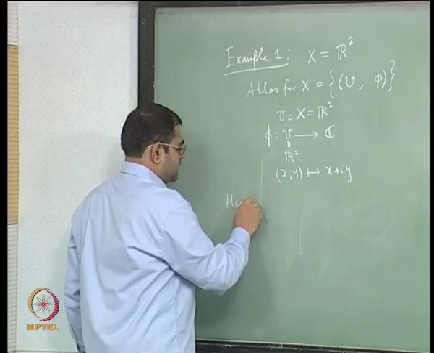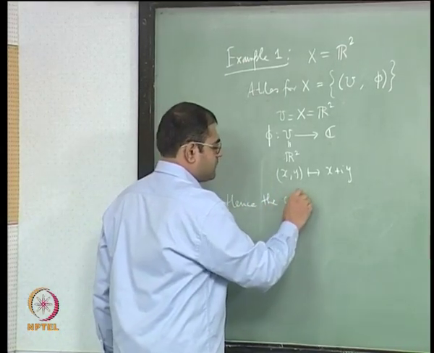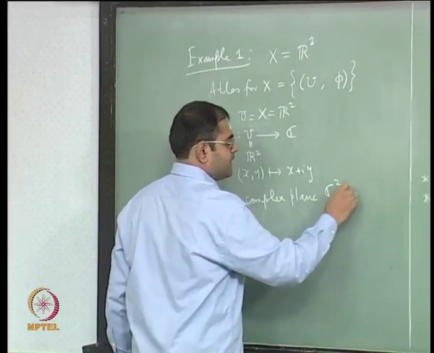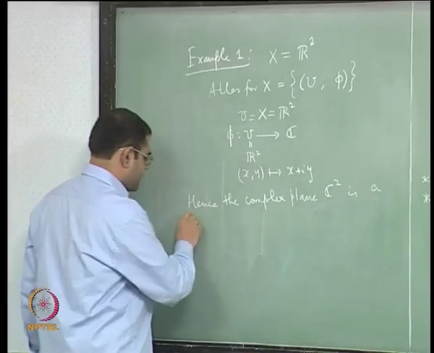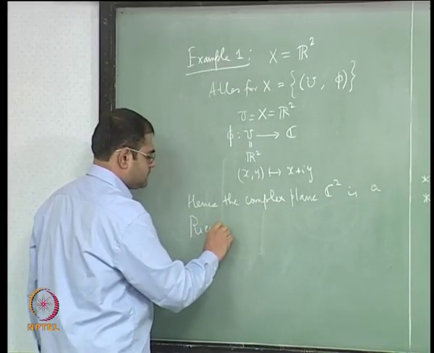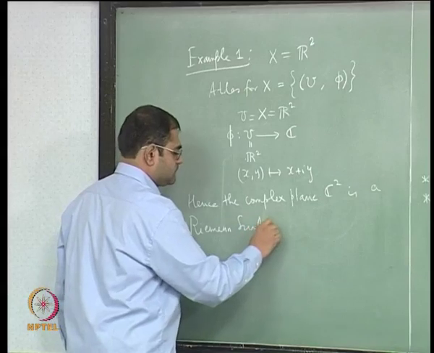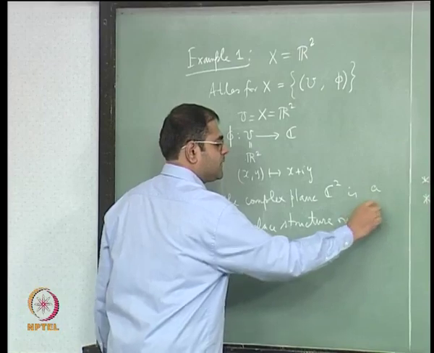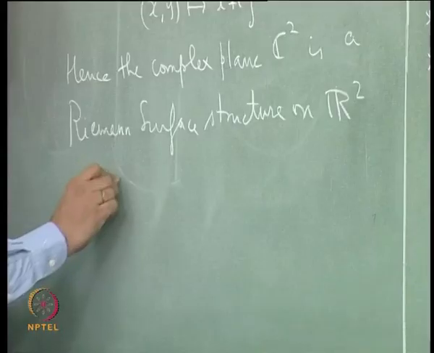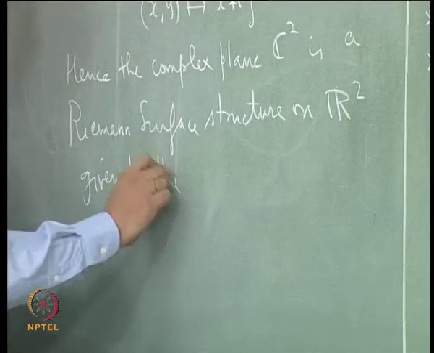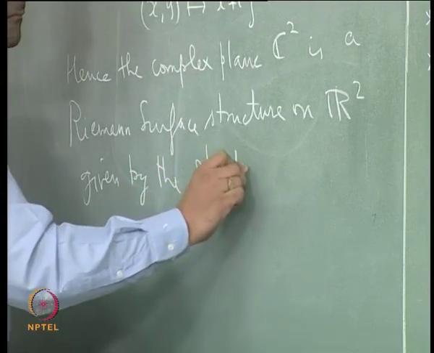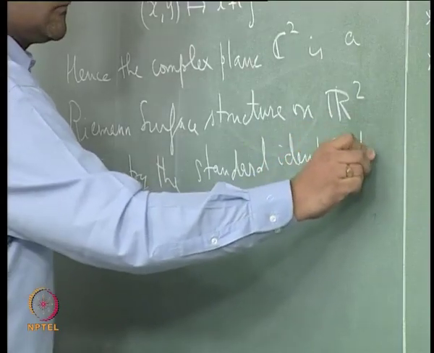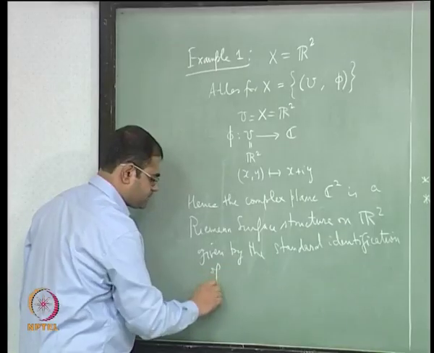Hence, the complex plane C is a Riemann surface structure on R2 given by the standard identification of R2.